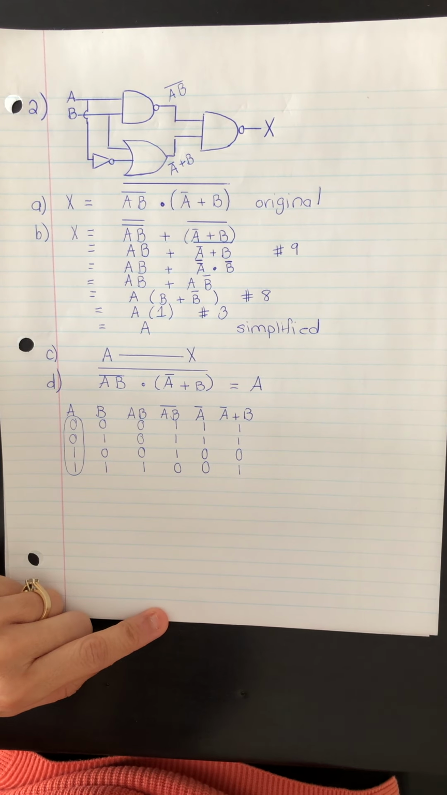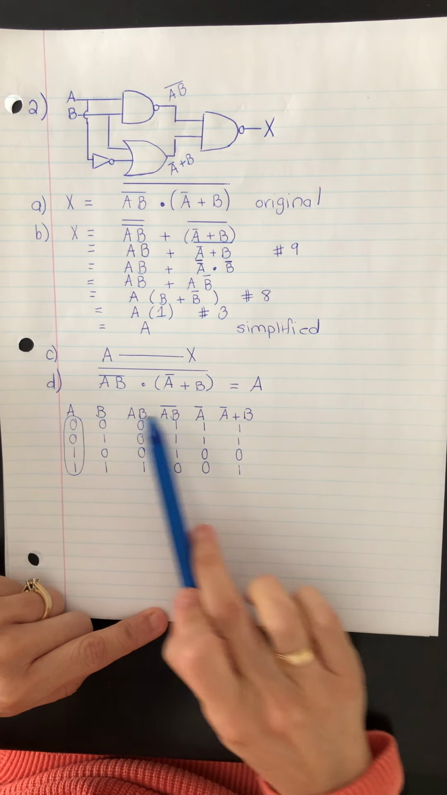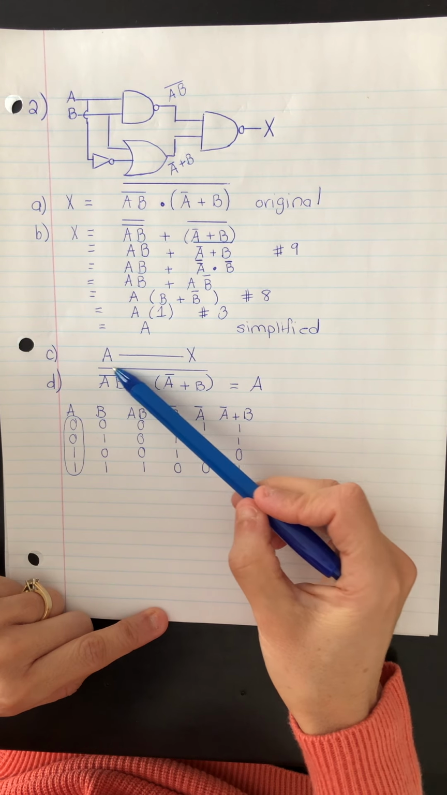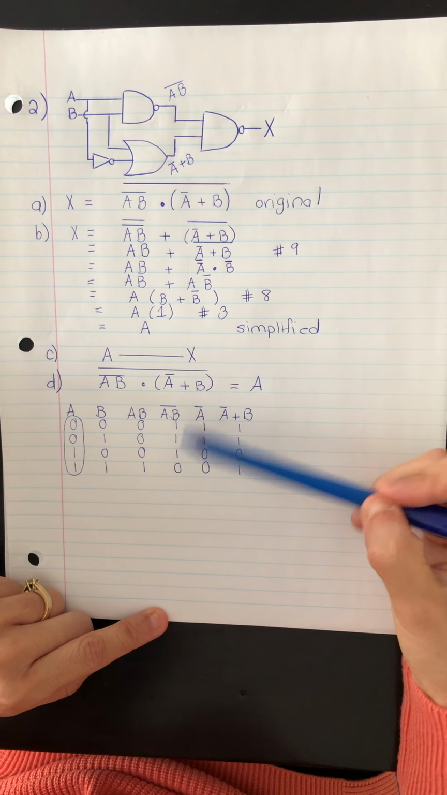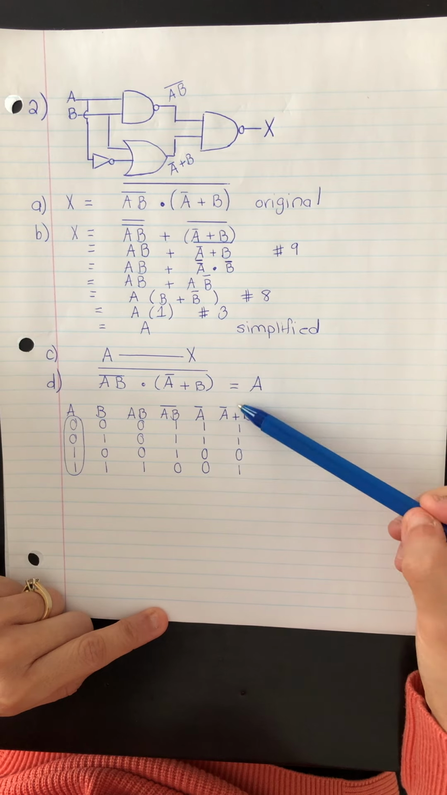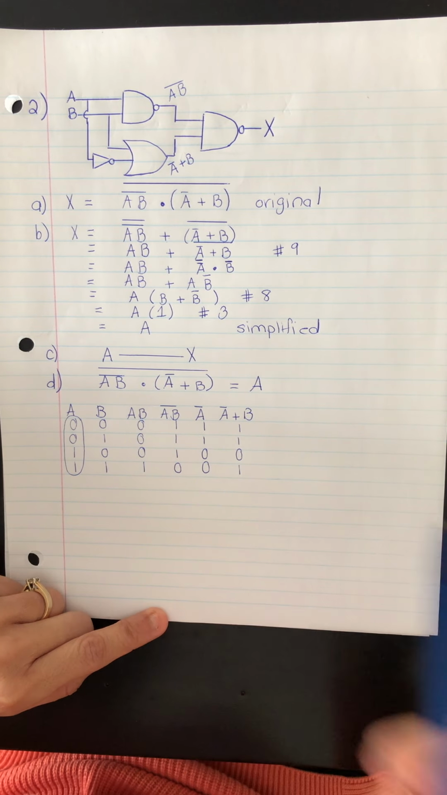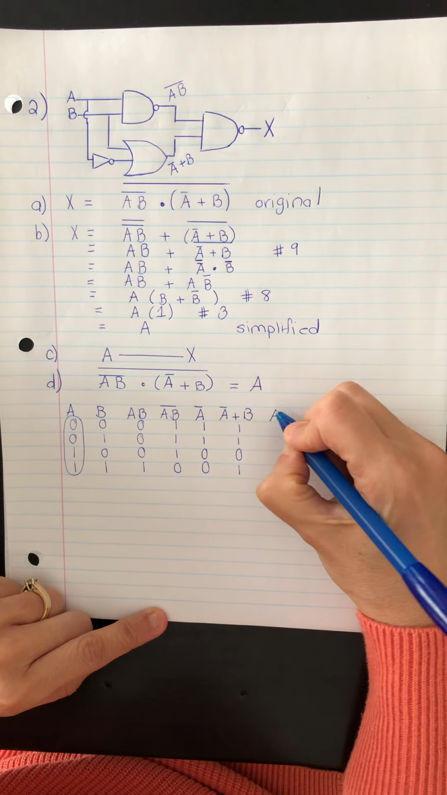Okay, still working on the left side. I've got this column right here and this column right here. So I need to multiply those two columns together next.